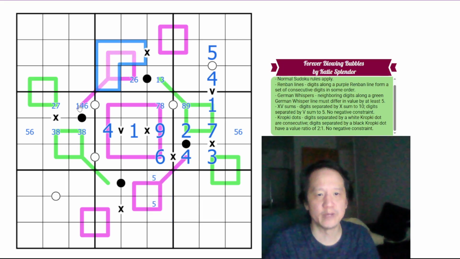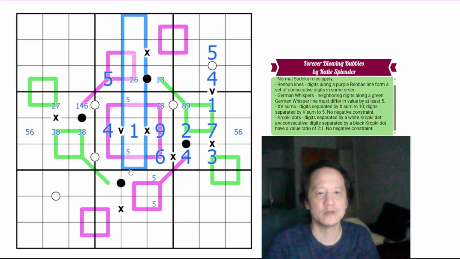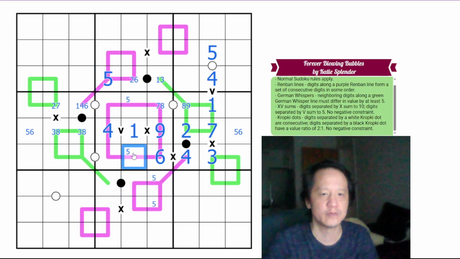Same on this Renban. This Renban can't have a 5 here, so 5 must be here. Again, it can't be here. And it can't be that digit, so it must be here. So this is 5. So then 5 in column 5 must be one of these two digits because it can't be here because of the 5 in the box. Can't be here because of the 5 in the box, so it must be one of these two.